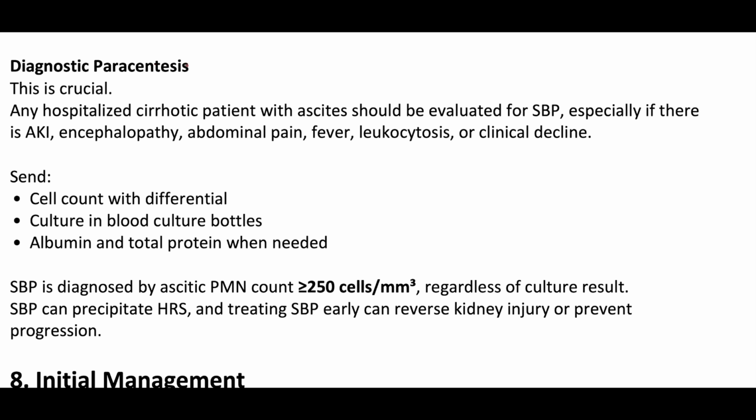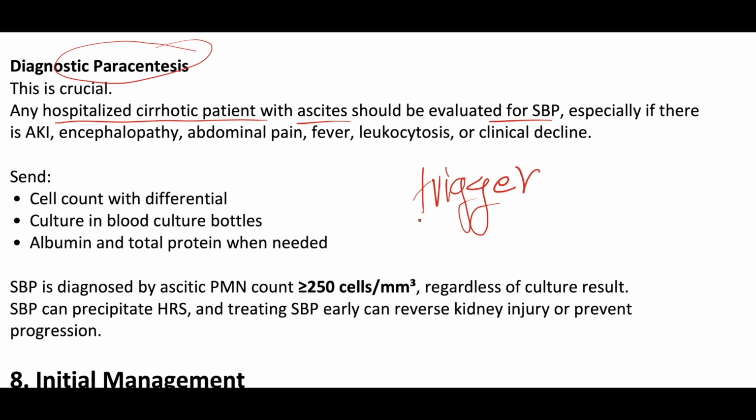Also, just FYI, this is in every single episode we do related to decompensated cirrhosis. If the patient has ascites, they need a diagnostic paracentesis. Full stop. That's it, right? Any hospitalized patients with cirrhosis and ascites should get evaluated for SBP. If there is SBP, this is one of those triggers for HRS, and we should be aware of that, and it can be helpful down that diagnostic path.